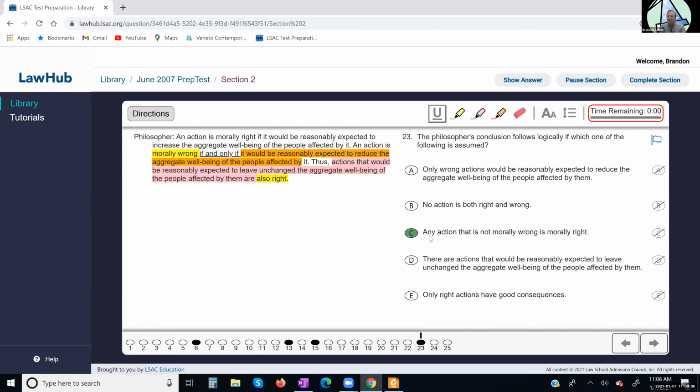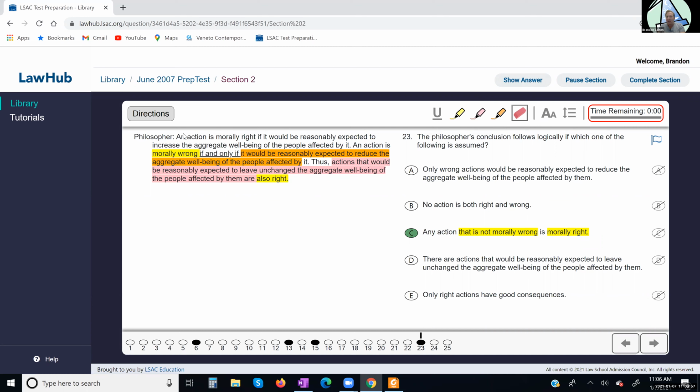So if we accept C, C is a bridge from the opposite of yellow, that it's not morally wrong, to saying that the second yellow, the right, is what's happening. So it creates that perfect bridge we needed. Now, the idea of this conclusion, the missing thing, was trying to say that it's right. We need something that would tell us it's right.